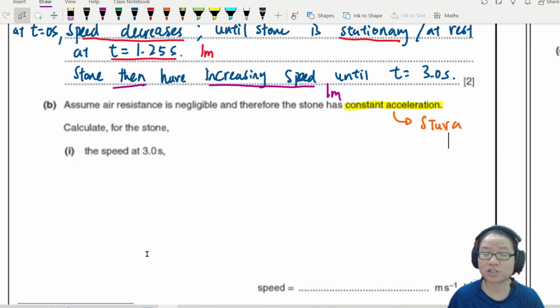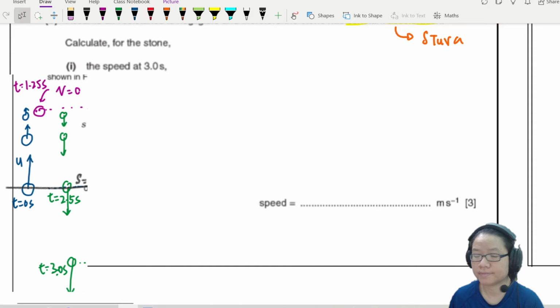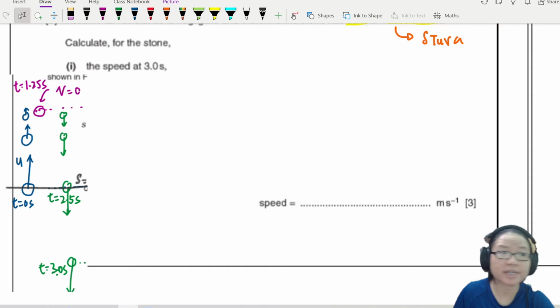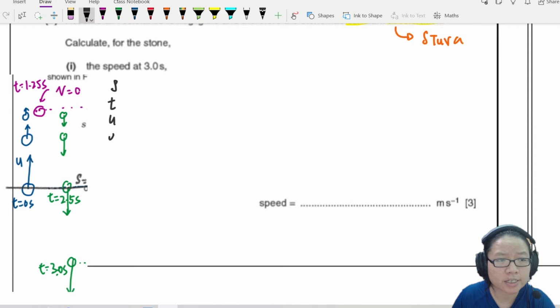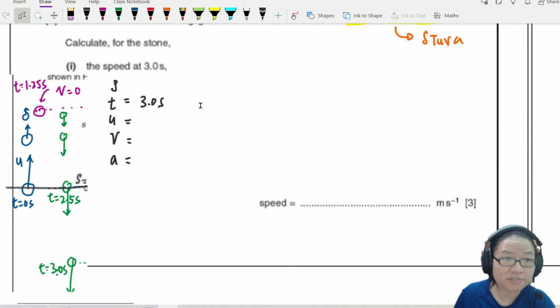So since we have a nice drawing that we drew just now, I'm going to transfer it over here, okay? Okay, so this is my drawing that I did just now, and maybe I will list down my SUVAT to figure out which equation I should use. SUVAT. The time is 3 seconds. Okay, means we know the displacement. Really? Can we read from the graph?